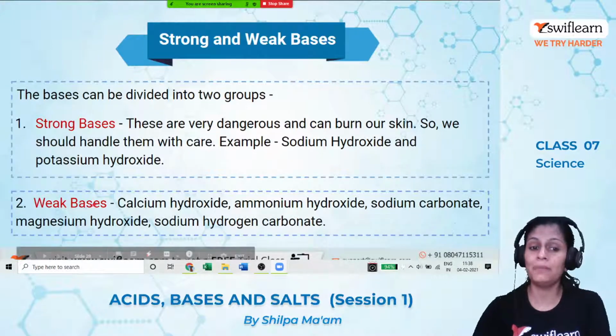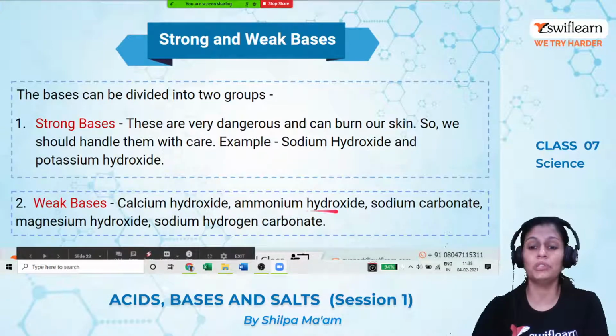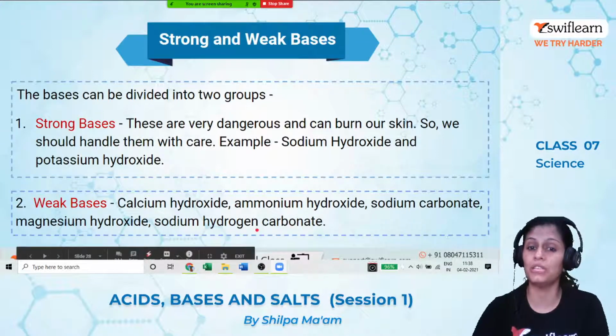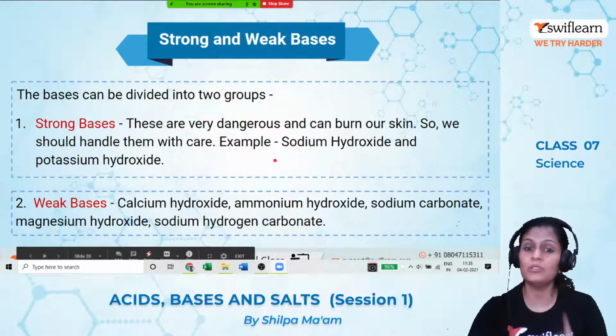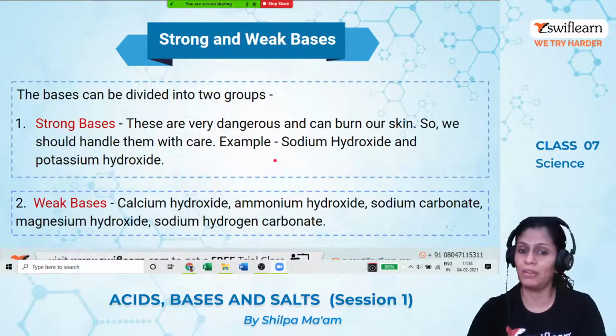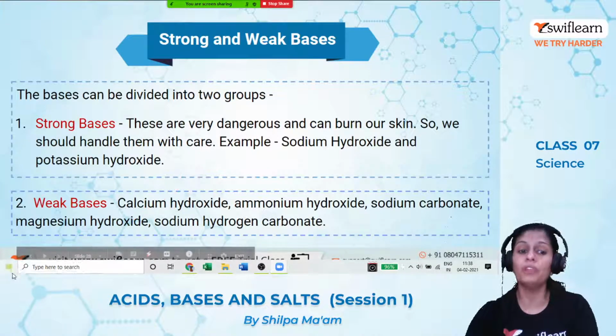What are the weak bases? They are calcium hydroxide, ammonium hydroxide, sodium carbonate, magnesium hydroxide and sodium hydrogen carbonate. Which are the strong bases? Sodium hydroxide and potassium hydroxide. They are the strongest of all, and the rest are all weak bases.